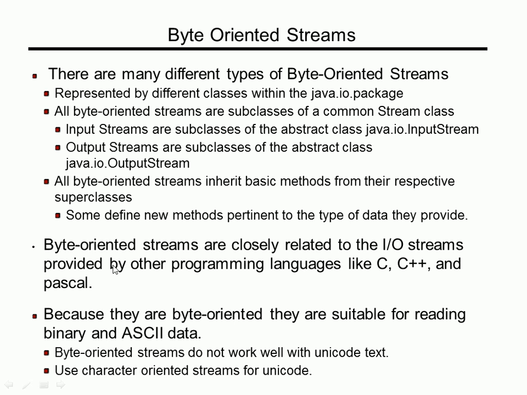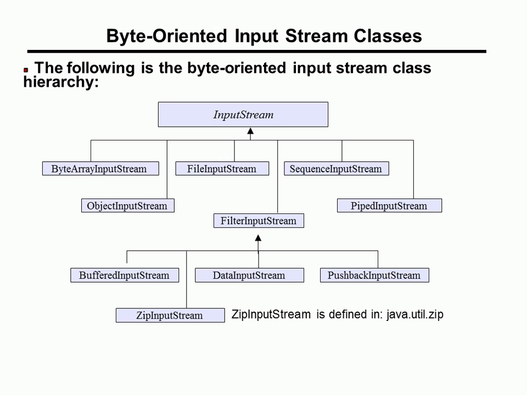So byte oriented streams do not work well with Unicode text, because Unicode is 16 bits or 2 bytes. So it's bigger than that. And you have been advised to use the character oriented streams for Unicode. So this is the whole hierarchy.